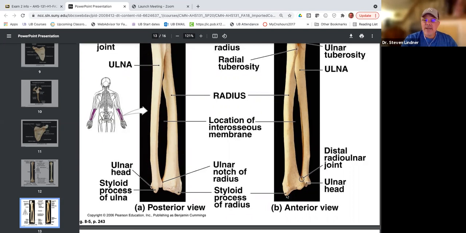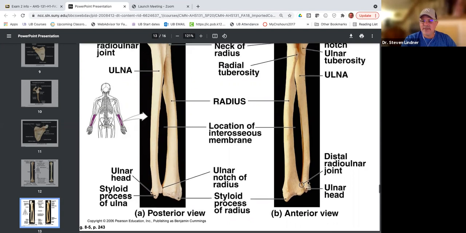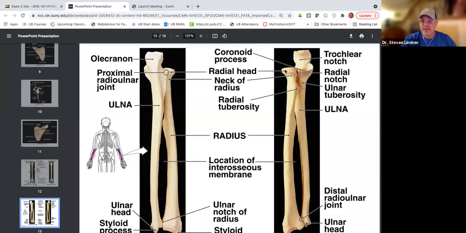Now, the styloid process of the radius or the radial styloid is most distal. But look where the head of the ulna or the ulnar head is. The ulnar head is distal, whereas the radial head is proximal. So they're at opposites. The other thing that's opposite, right here, the articulation between the head of the radius and the ulna, there's a radial notch here at the proximal end. And again, remember the radial notch is in the proximal ulna.